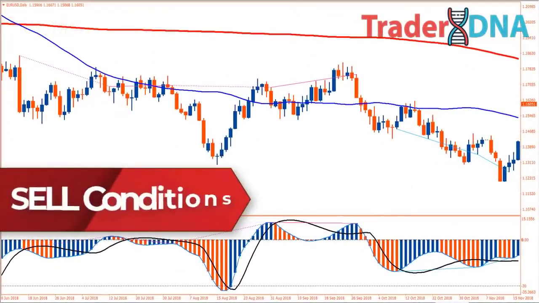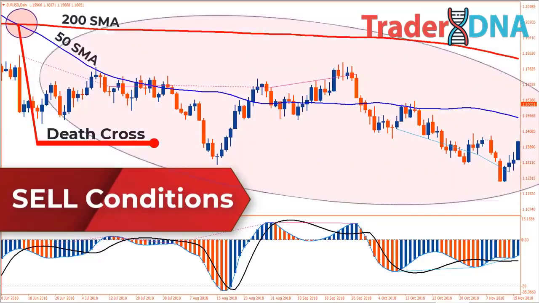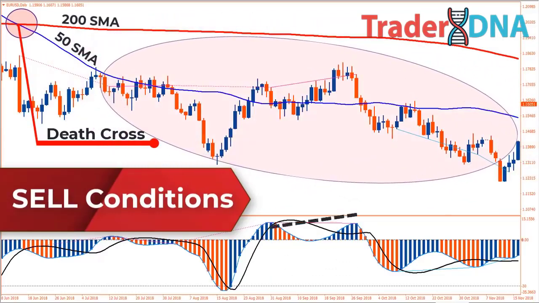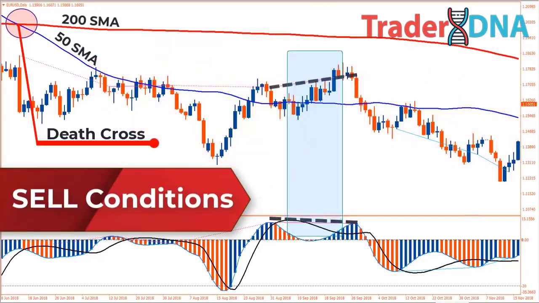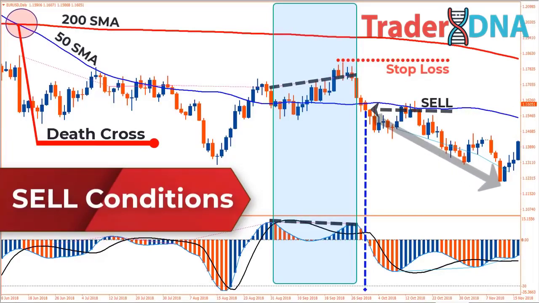Sell conditions. First, death cross, or the 50 SMA below 200 SMA. Second, the price must trade below the 200 SMA. Third, price forming lower high and higher high structure. Fourth, hidden bearish divergence in price and demand index divergence indicator. Fifth, bearish crossover of the histogram line and the signal line is a trigger for short trades with the stop loss behind the last high. Here are other examples of the sell conditions.